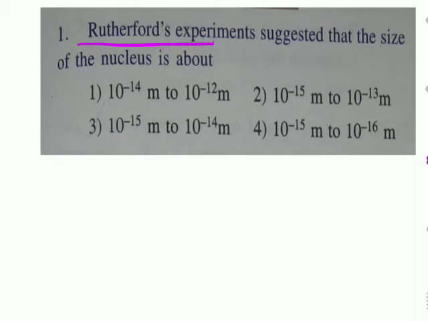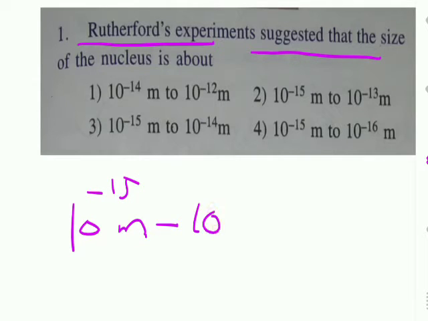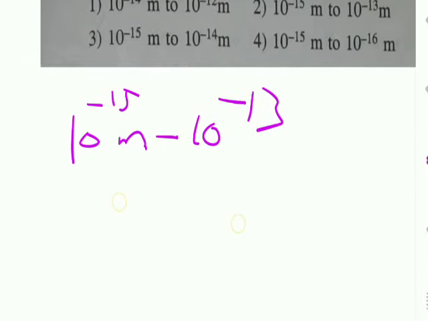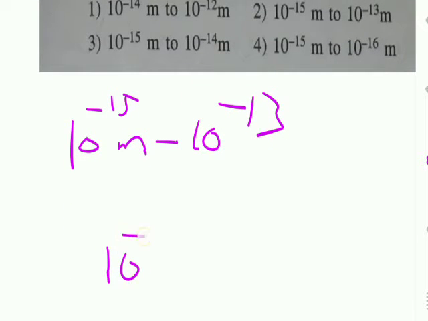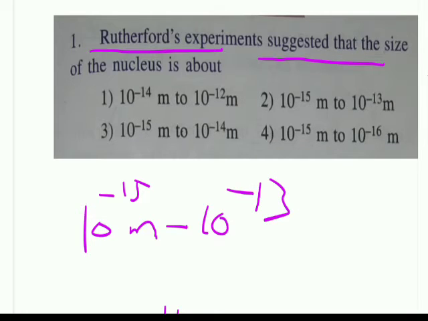Rutherford experiments suggested that the size of the nucleus is about... Size of the nucleus in the Rutherford experiment is 10 to the power of minus 15 meter to 10 to the power of minus 13 meter. Size of the atom according to the Rutherford experiment is 10 to the power of minus 10 meters. So our answer, option 2, is the right answer.